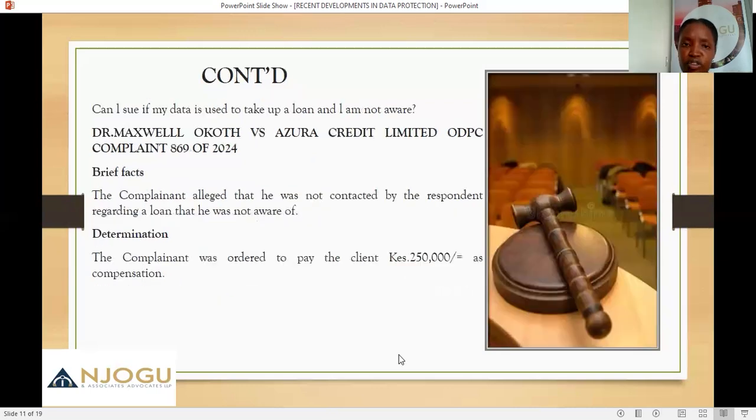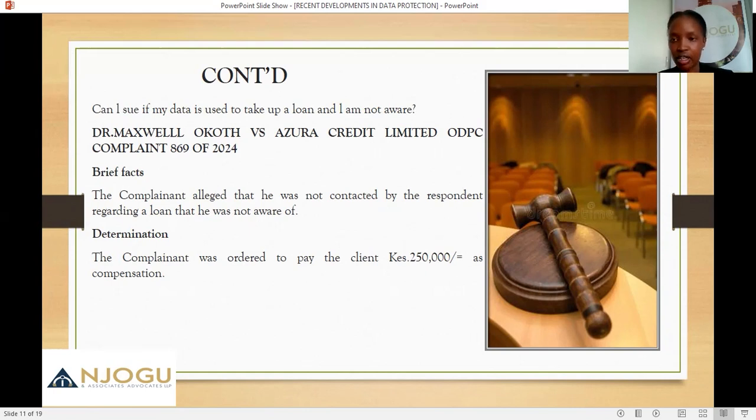Great. Can I sue if my data is used to take up a loan I am not aware of? Just think about it. With the current harsh economic conditions, someone just takes your data. They take your name, your mobile number, your bank details, and take a loan on your behalf. How does this even happen? If you think critically, even if it's a credit company or a bank, how was someone able to take my data and do a loan? Correct. So let's look at the facts of the case when the complaint was made.